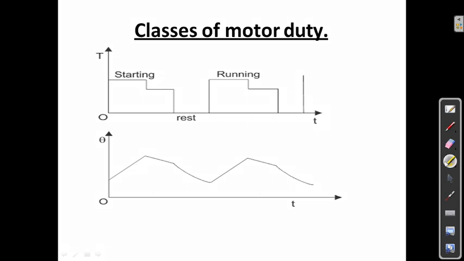This is the starting stage and this is the running stage. Then we have a rest here. There is no running over here. Then again it is running and it has a slight decrease. Then it will go to stop. Likewise, the curve will become theta to T also. This is the intermediate duty with the starting conditions.